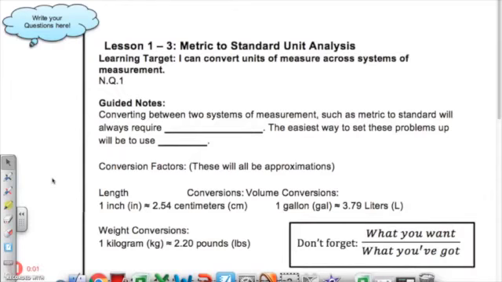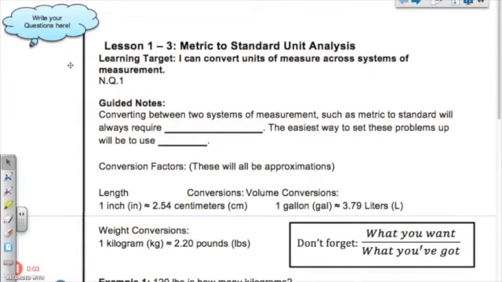All right, so as I said in the introduction, lesson 1-3 is going to cover metric to standard unit analysis. We're going to be converting between two different systems, focusing on metric units of measurement, which we talked about in lesson 1-1, and standard units of measurement, which we talked about in lesson 1-2. So there's not very many notes or any vocabulary for this lesson, which is nice.